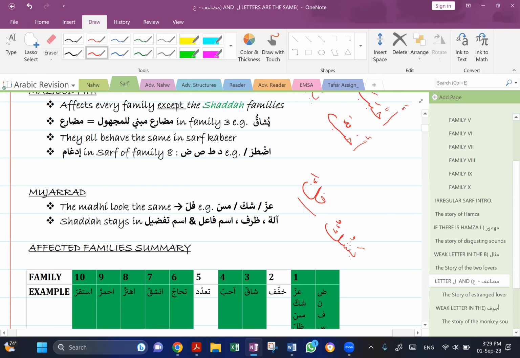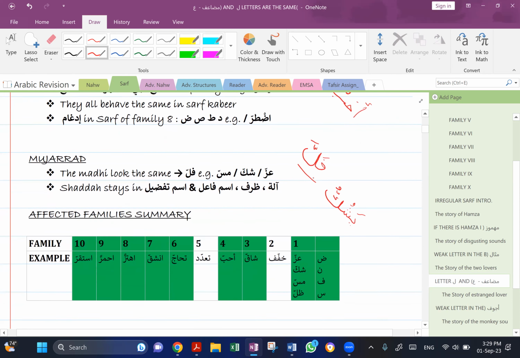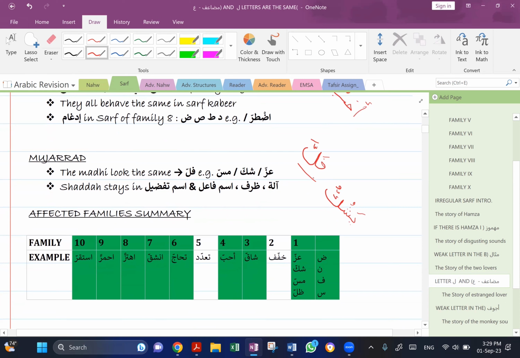So this is what happens in the madi. All of them are going to be in this pattern, falla. So shakka, azza, massa, dhalla. So that's kind of what you have. So it's going to be dhalla, but sami'a, yasma'u, dhalla, yadhallu. Now it pretty much sounds like massa, yamassu. So you're like, okay, how do I know the difference? We'll see the difference when it comes to Sarf Kabir.